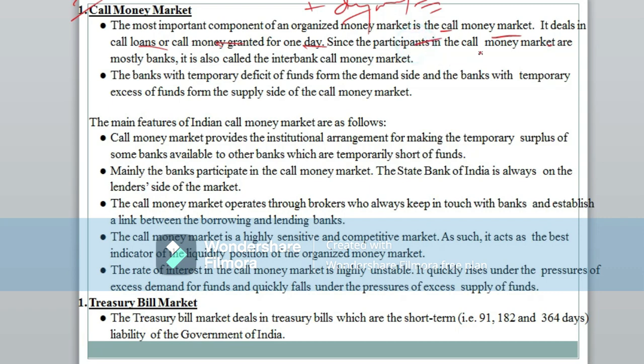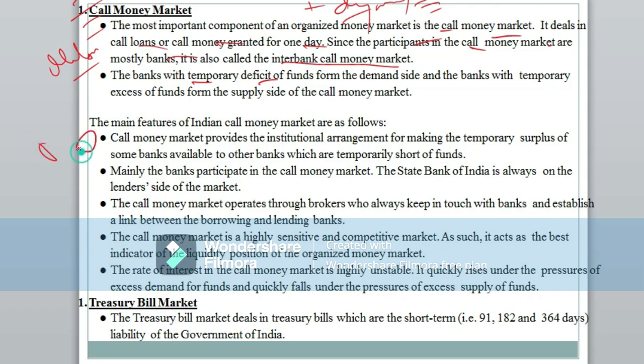The participants in the call money market are mostly banks, so it is called the interbank call money market. What do we call it? Interbank call money market. Now the banks with a temporary deficit of funds form the demand side, and the banks with a temporary excess of funds form the supply side of the call money market. And the main features of the Indian call money market follow.